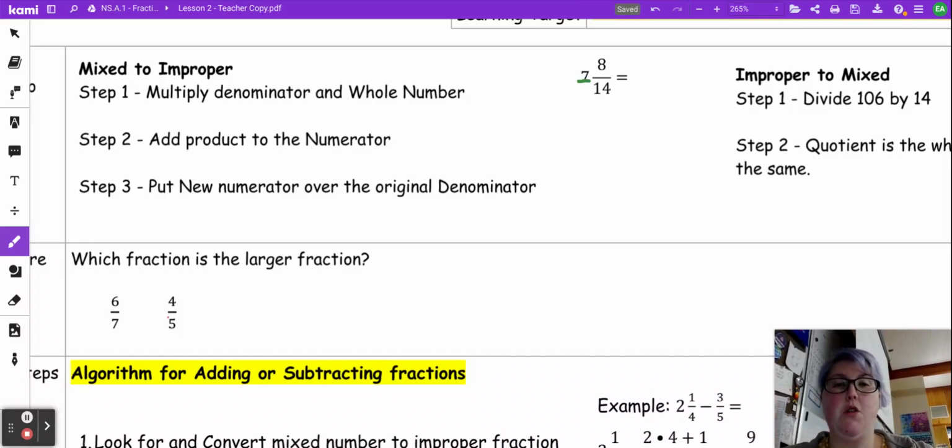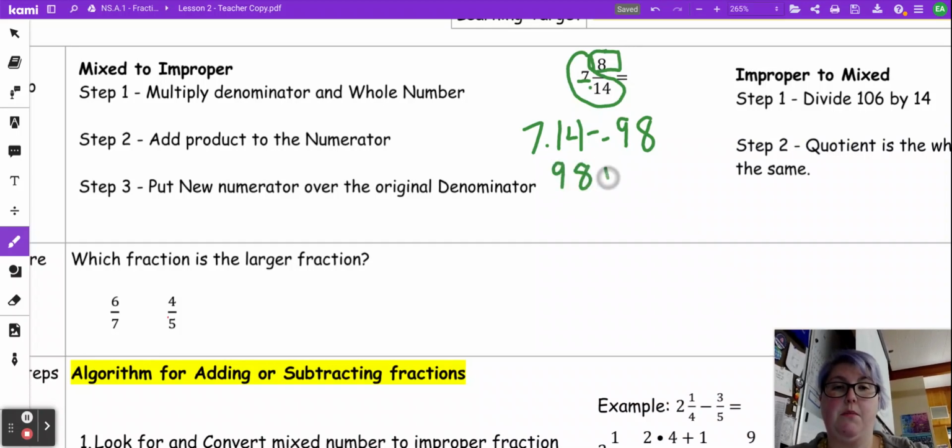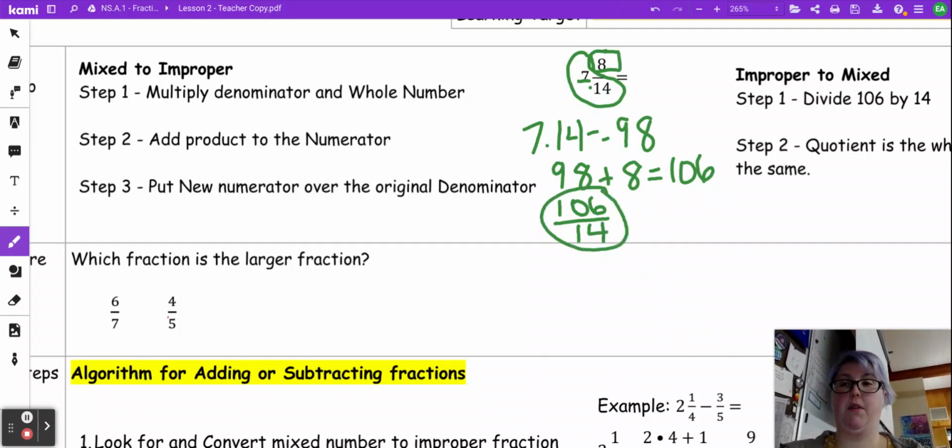So number one, you multiply the whole number and the denominator. So in this case, we do 7 times 14, which gives you 98. So that is step one. Step two, add the product to the numerator. Well, we have 98, which is the product, plus 8 gives you 106. Step three, put the new numerator over the original denominator. So 106 divided by 14. This is our new improper fraction.